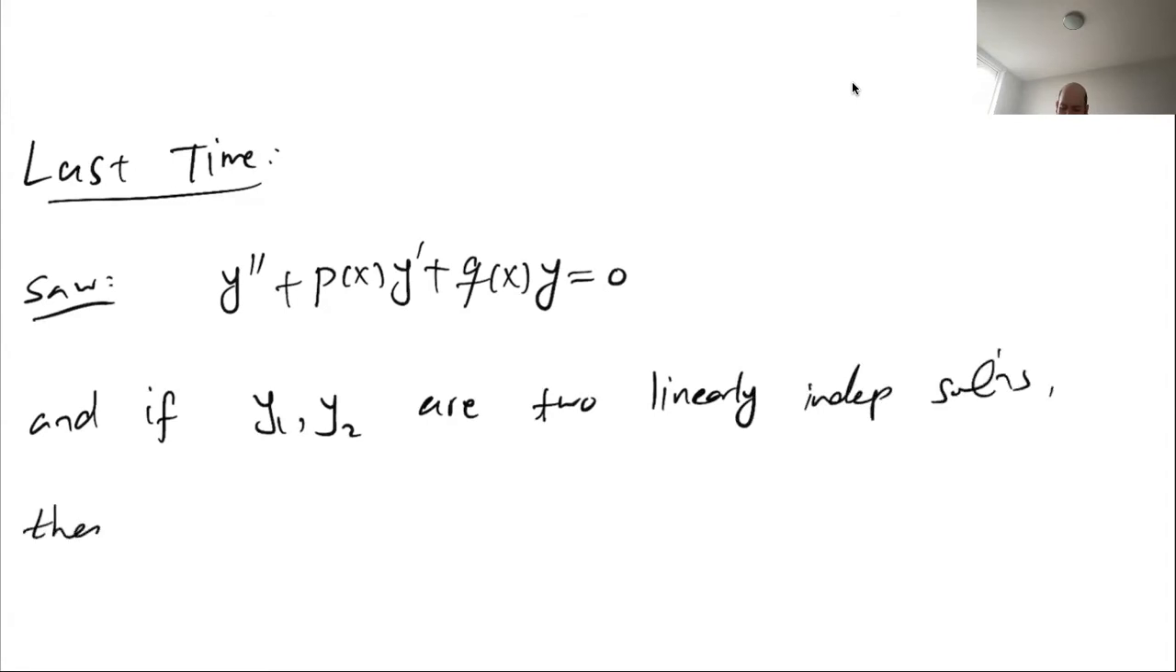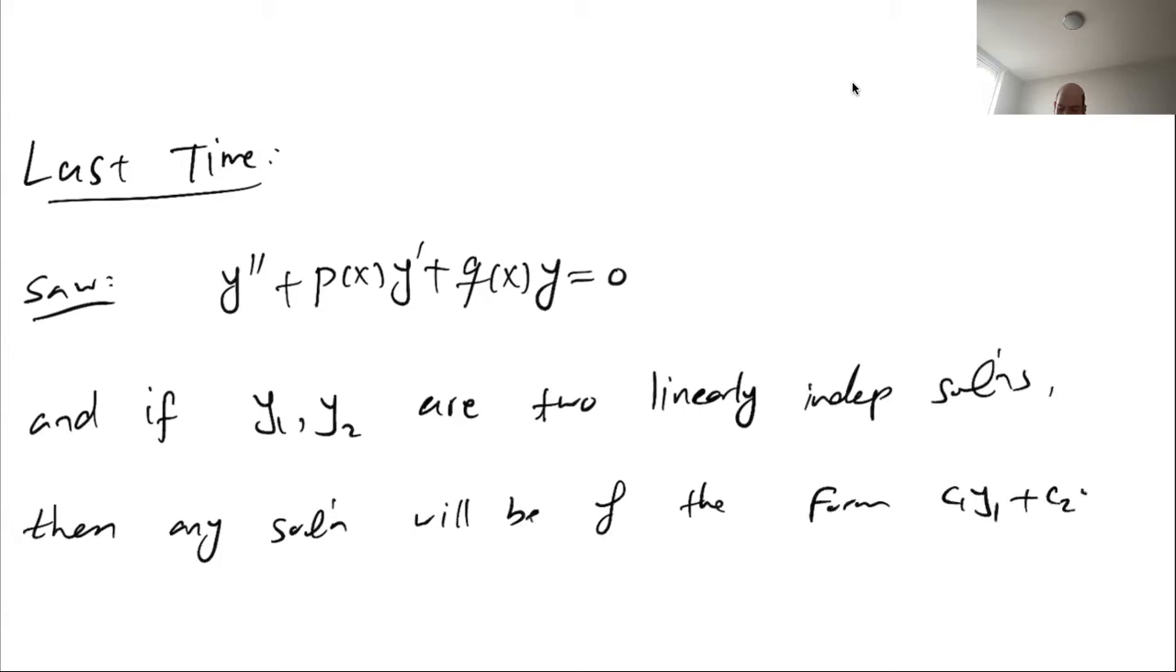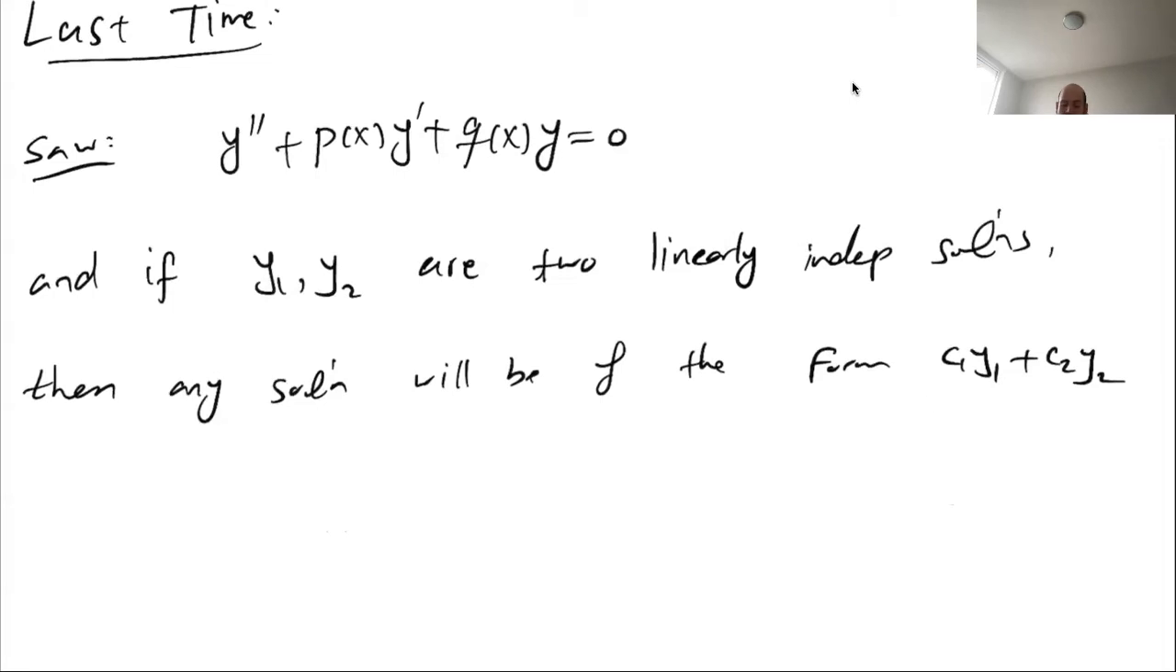then any solution will be of the form C1y1 plus C2y2. So a linear combination of linearly independent solutions. This will be the general solution, and the solution for this equation will exist and will be unique.